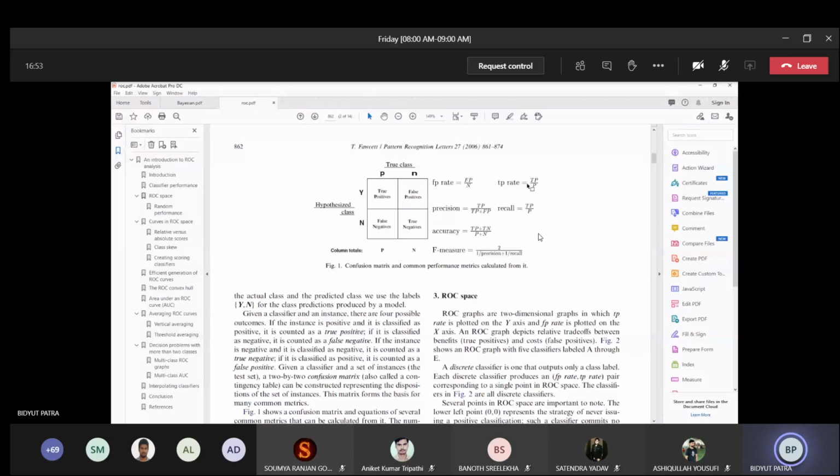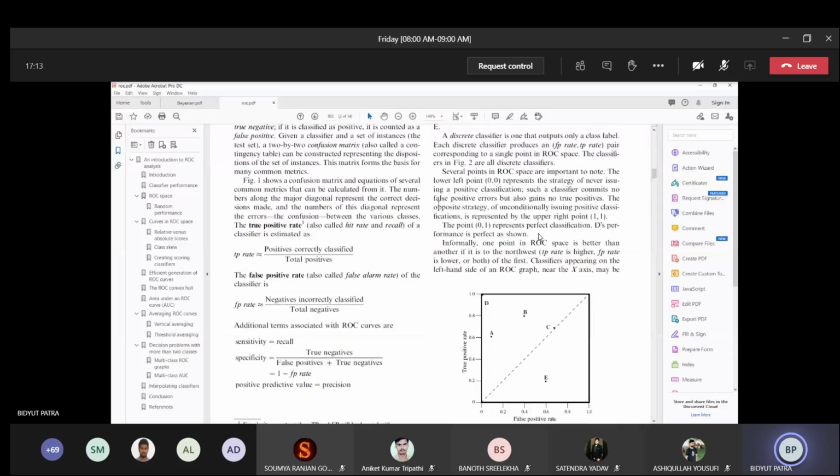So when the false positive rate is 0, and similarly the true positive rate is 0, that means the classifier is not predicting any sample as belonging to the positive class. So therefore this is 0.